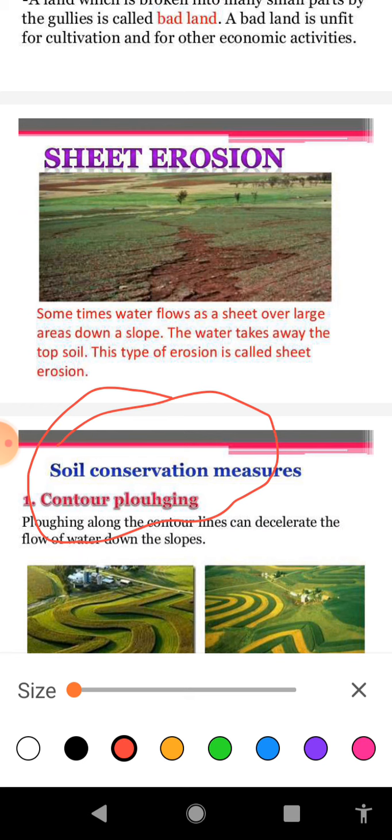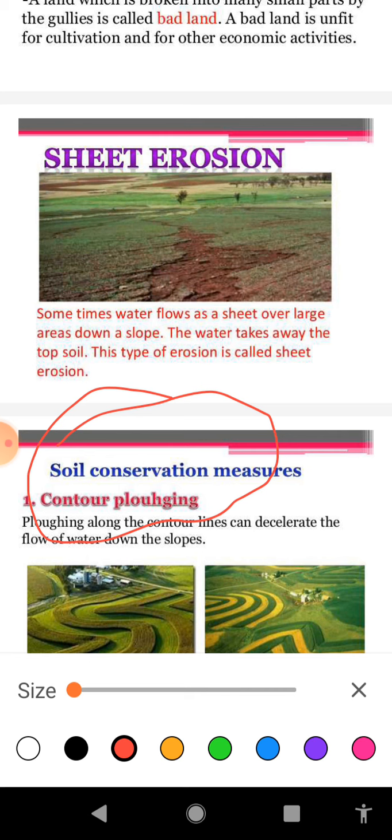So what is soil conservation? In a very simple sentence, the process by which fertility of the soil is protected and removal of soil is controlled is known as soil conservation. Or in other words, soil conservation includes all those measures which help in protecting the soil from erosion and exhaustion. So in this way also you can define soil conservation.